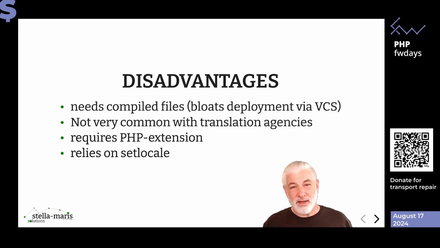The other drawback is if you want to get professional translations, you probably use a translation agency, and they usually do not use gettext. They use something separately. We come to that in a moment. A disadvantage is also it requires a PHP extension, and it relies on setLocale. Why is that a problem?